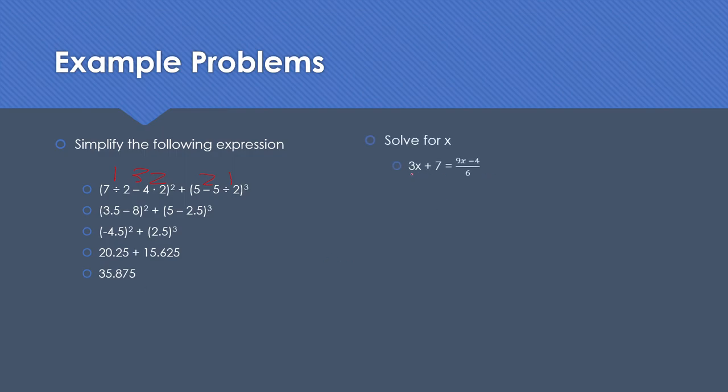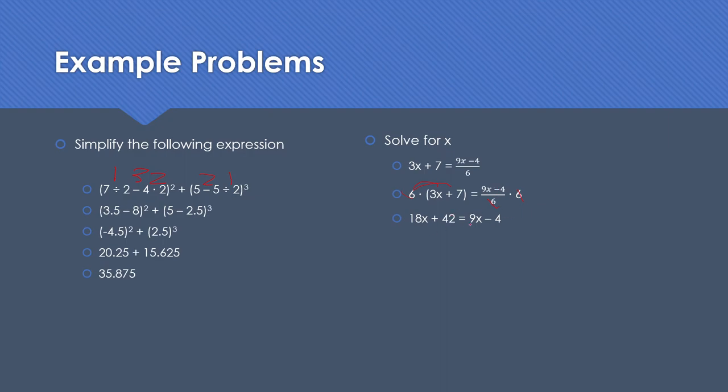If we want to solve for x, we have 3x plus 7 is equal to (9x minus 4) over 6. First thing we're going to do is multiply both sides by 6, distributing it across the whole side. So we get 6 times 3x and 6 times 7. This whole term on the right we're multiplying by 6, so the 6 here cancels out. So we get, on this side, 18x plus 42 is equal to 9x minus 4.